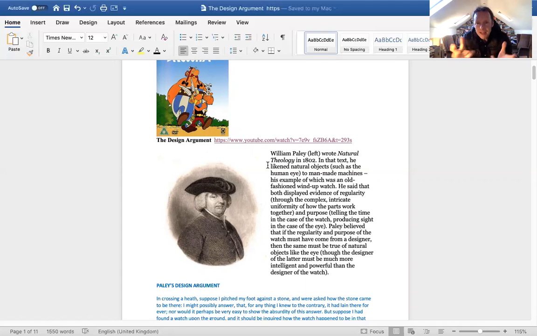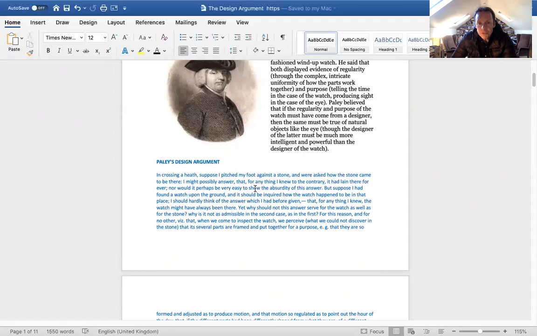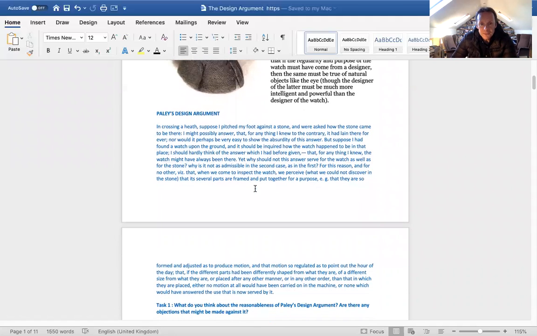He has a mechanistic view of the universe, and he thinks that it's finely tuned and orderly. It's regular as clockwork, and this, to his mind, points to a designer. And so there's a famous passage in which he writes this: in crossing a heath, suppose I pitched my foot against a stone and were asked how the stone came to be there, I might possibly answer that for anything I knew to the contrary, it had lain there forever. Nor would it perhaps be very easy to show the absurdity of this answer.